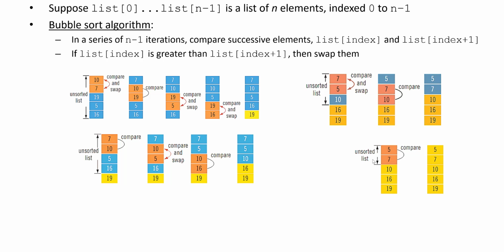So now our unsorted list is only this part on the top. We do a comparison, no swap needed. Now we have 5, 7, 10, 16, 19, and as you can see, we sorted the entire list in 1, 2, 3, and 4 iterations.